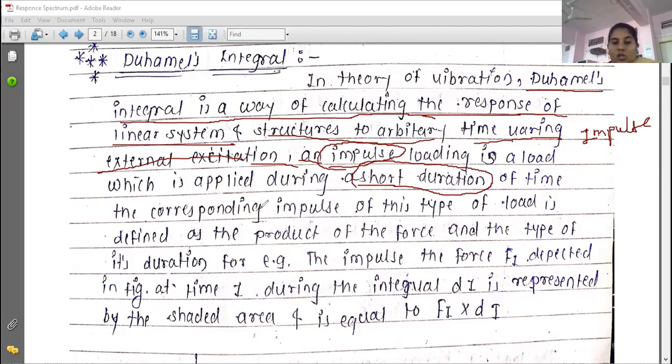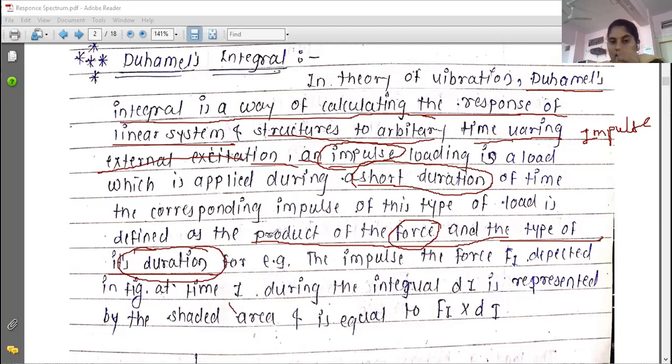The corresponding impulse of this type of load is defined as the product of force and the duration of its application. Force into time, that is the impulse. Already we know that the product of force and its duration, with respect to time, becomes the impulse.